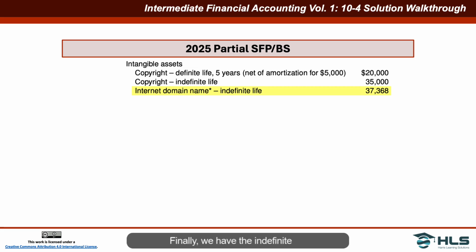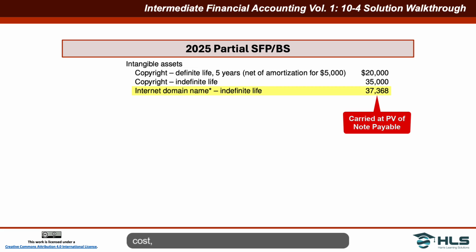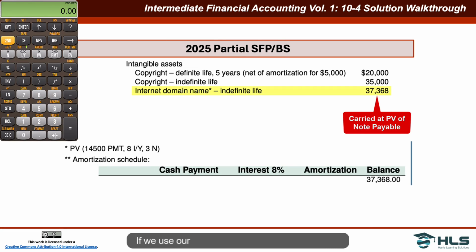Finally, we have the indefinite life internet domain name. This will be presented on the balance sheet at its cost, which is the present value of the note used to acquire it. If we use our financial calculator to determine the present value, from left to right, we would enter 3 N, 8 I/Y, 14,500 PMT, and 0 FV, and compute the PV to be 37,368.